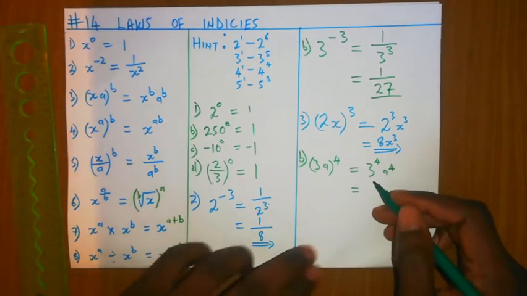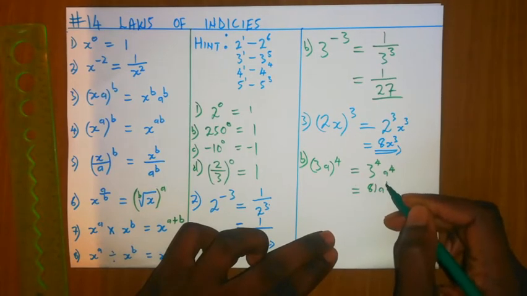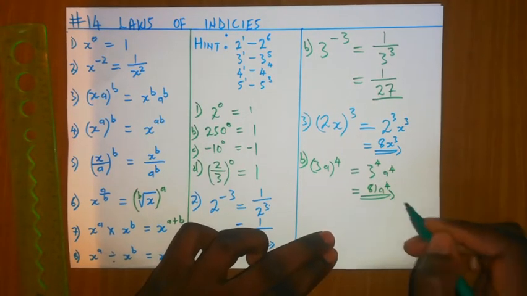That's our 81. That's 81a to the power 4. So that is our answer.